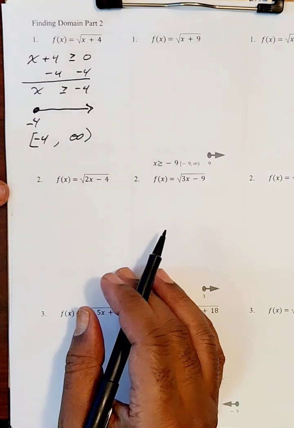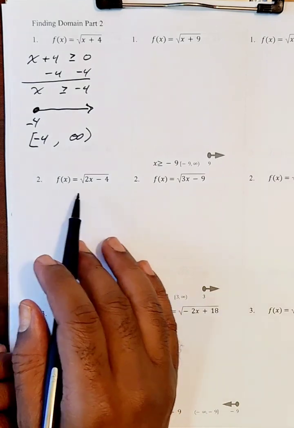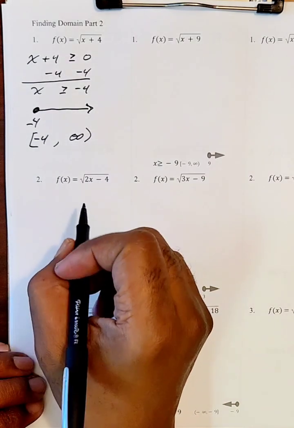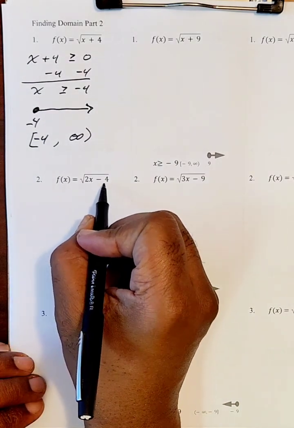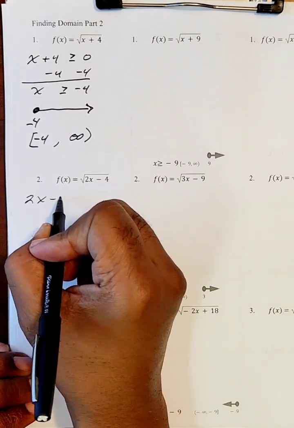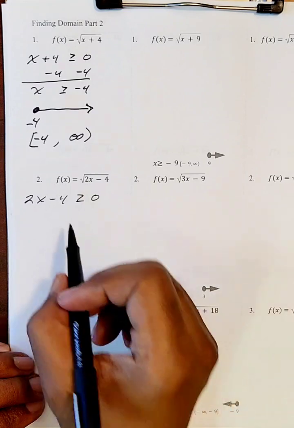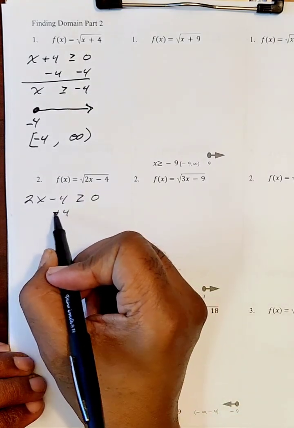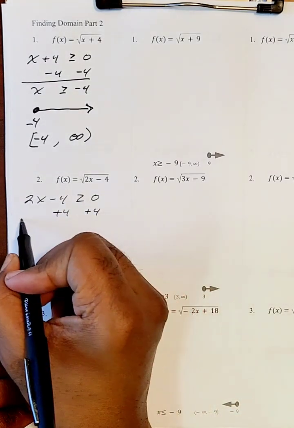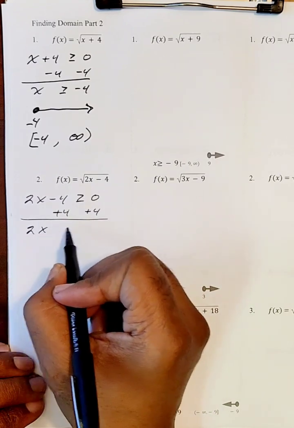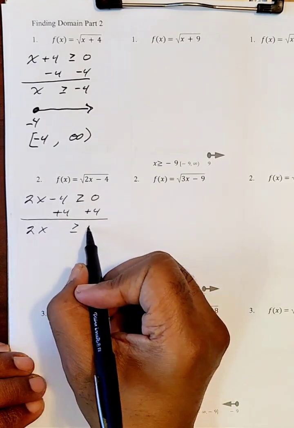And that's it. Now, finding the domain of this square root function, we're going to take the expression that's inside, which is 2x minus 4. We're going to set that greater than or equal to 0, and then we're going to solve for x. So we're going to add 4 to both sides here, and we're going to get 2x is greater than or equal to 4.